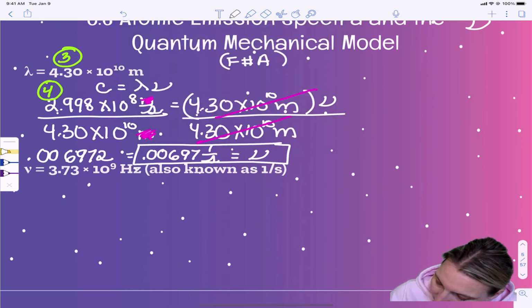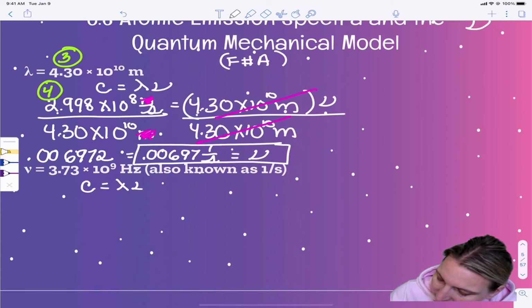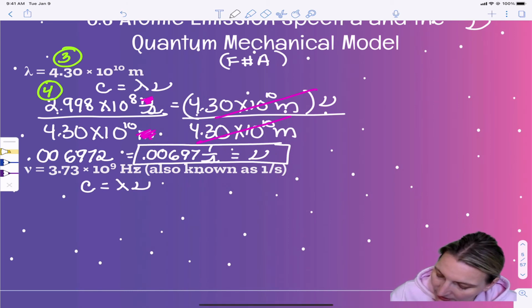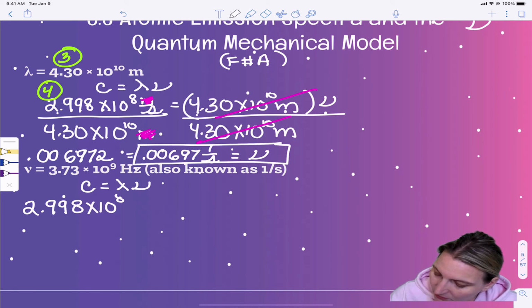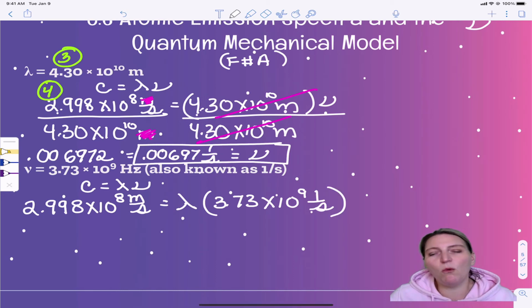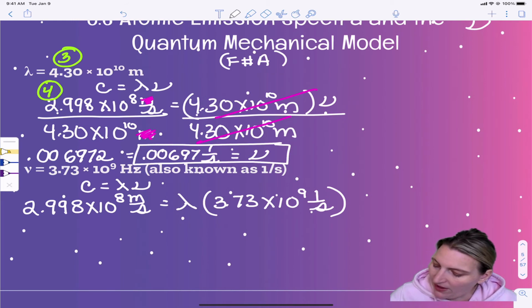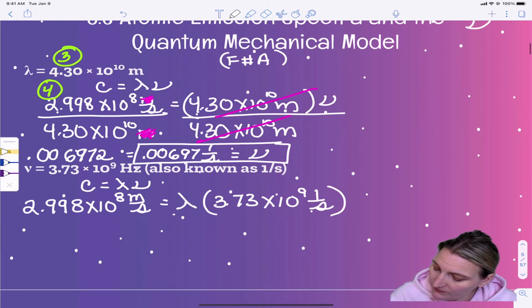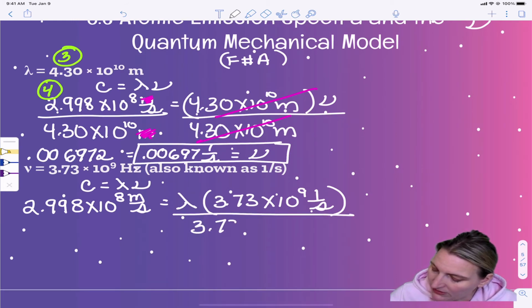So I write the formula, speed of light equals wavelength times frequency, plug in the numbers that I know, 2.998 times 10 to the positive 8 meters per second. I'm going to solve for the wavelength. The frequency is 3.73 times 10 to the positive 9. And I usually go back to 1 over second so I can see how the units cancel out. Divide both sides by 3.73 times 10 to the positive 9.